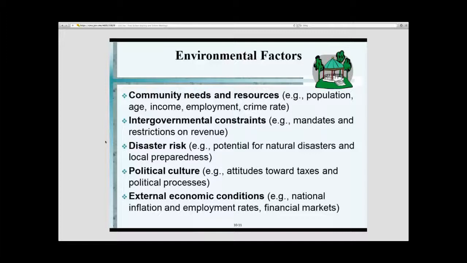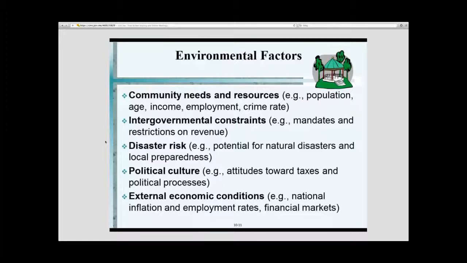It's a very interesting fact that communities like that have very high needs, but they have very low capacity to provide those needs. So, these are some of the things that come up. And intergovernmental constraints. What are intergovernmental constraints? Let me give you a quick example.